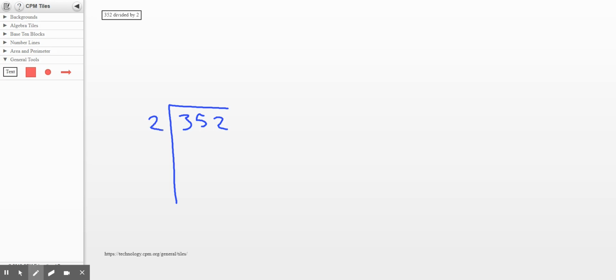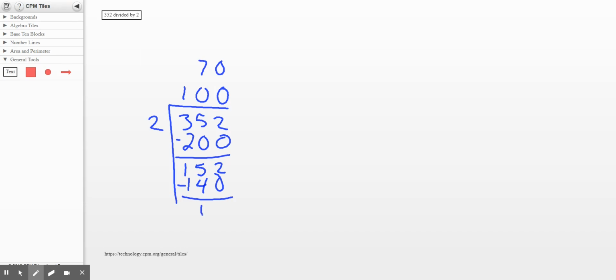So when I look at my hundreds, I know that I can put 100 in each group. 2 sets of 100, 2 multiplied by 100 means I've used up 200. If I started with 352 and I've used up 200, I have 152 left. I can exchange that 100 for 10 tens, so I actually have 15 tens. So 15 tens divided into 2 groups. We'll put 7 tens in each group for a value of 70, which means I've used up 2 sets of 70. 2 times 70 is 140, which leaves me with 1 10 and 2 ones left.